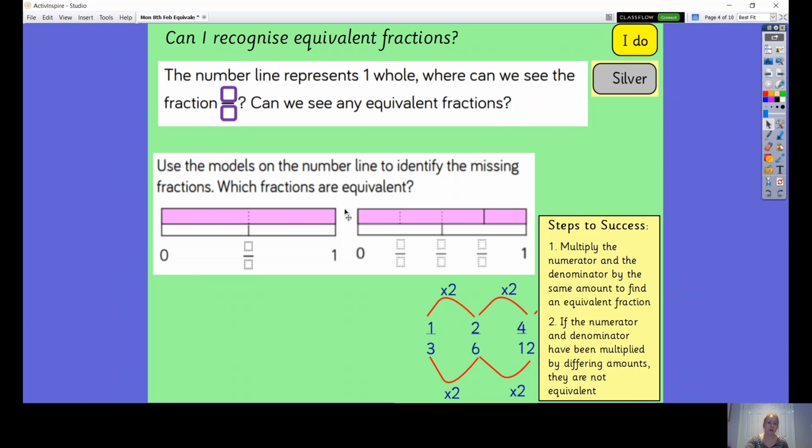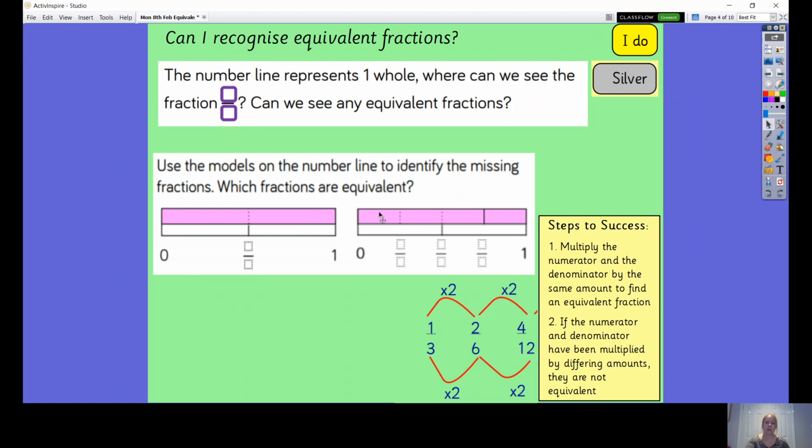Okay, so here, this bar here, the purple bar, is representing one whole. And what I'd like you to do is to pause and see if you can work out what fraction the white bar is showing. Okay, so one piece of that. Okay, so this fraction here, this much of that bar.